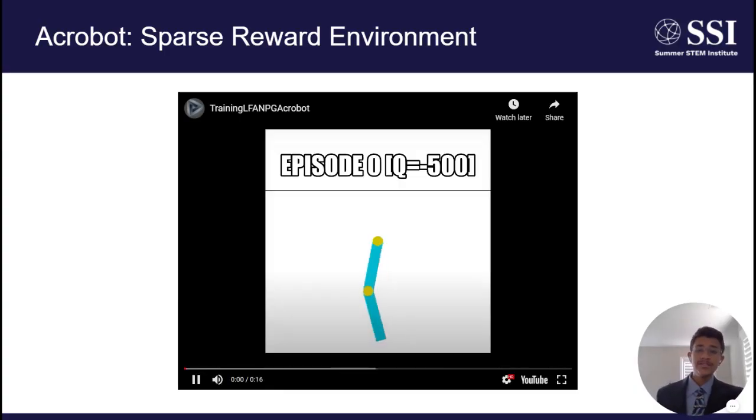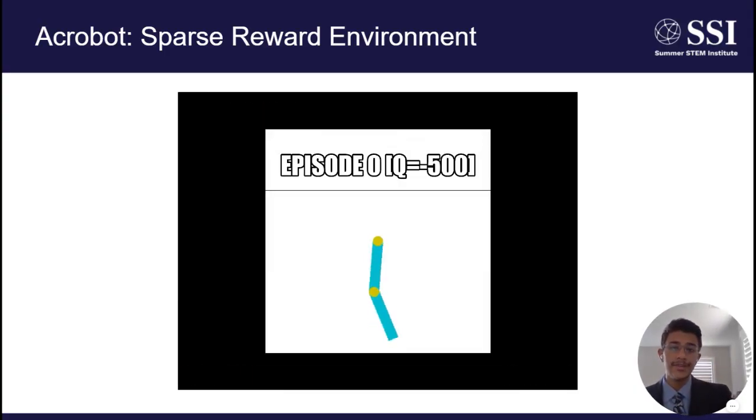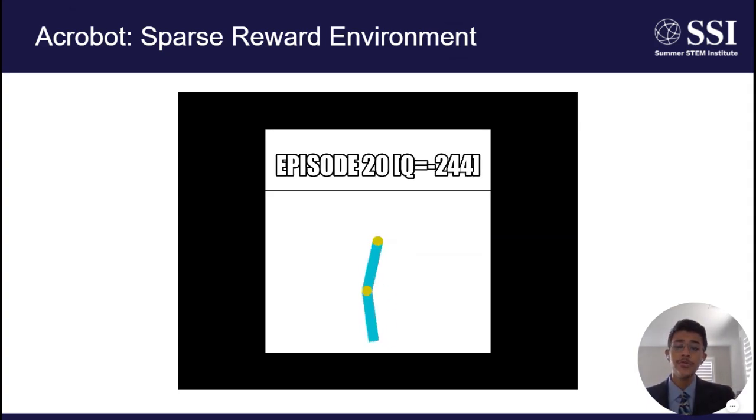The Acrobot environment consists of trying to swing the end of a two-link assembly above some target point by applying a torque on the top link. Acrobot may be classified as a sparse reward environment, where the positive reward signal is only returned when the agent is sufficiently close to the target. Here we observe that in each training iteration of LFA and PG, the reward gained by the Acrobot increases.